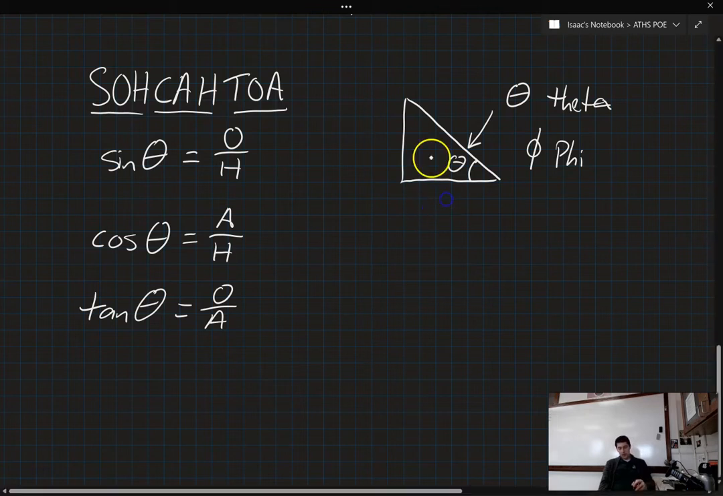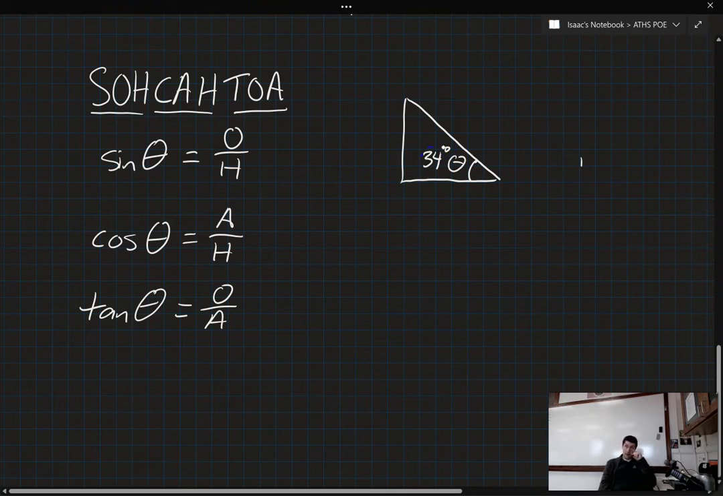So let's use this example triangle that I drew over here. Let's say we have a triangle that has an angle of 34 degrees. And let's say that on the other side here, this is 3.6 inches. And I want to know what the hypotenuse of this triangle is.